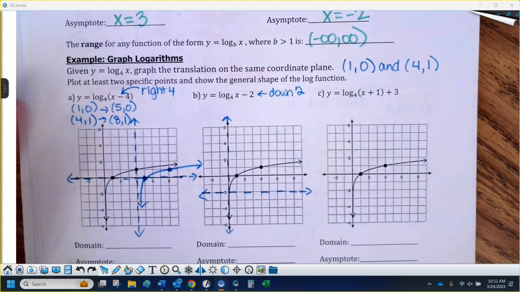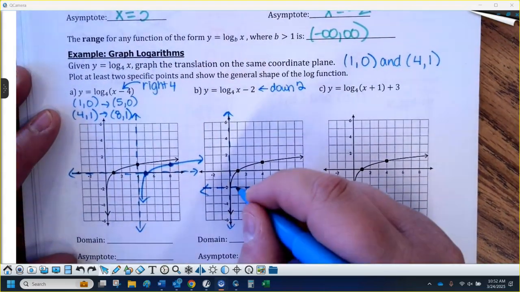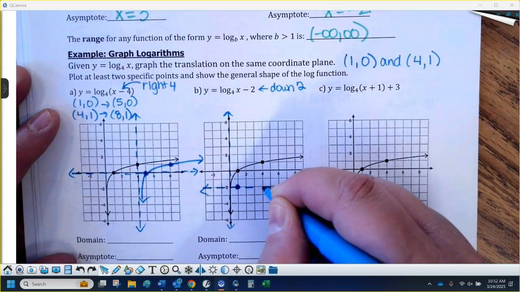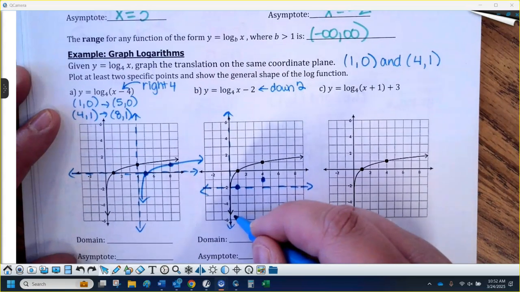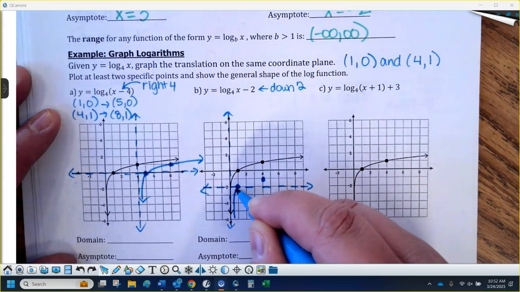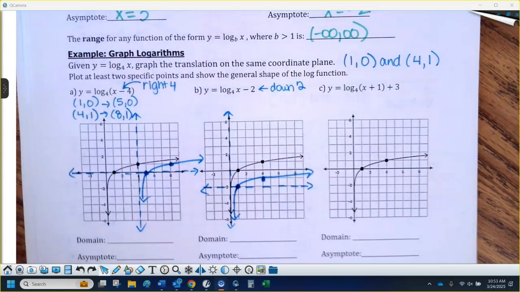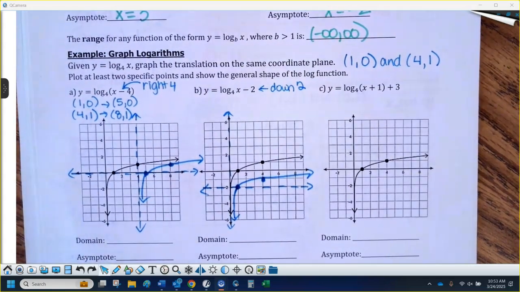Now, I usually just use my new x and y axis, and I'm going to plot the point 1, 0, and 1, 2, 3, 4, 1. So all this should do is scooch those 2 points that you guys can see on that parent function that's graphed there for you. It should just scooch everybody down 2 units.